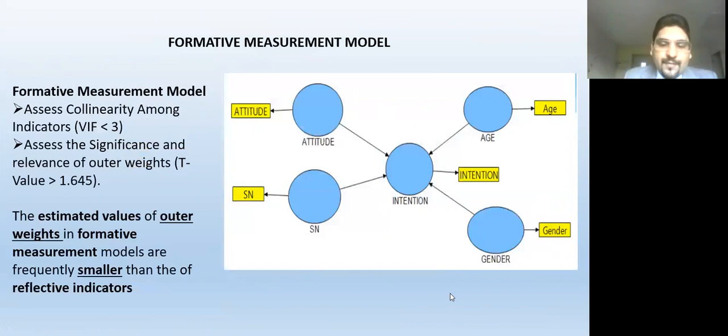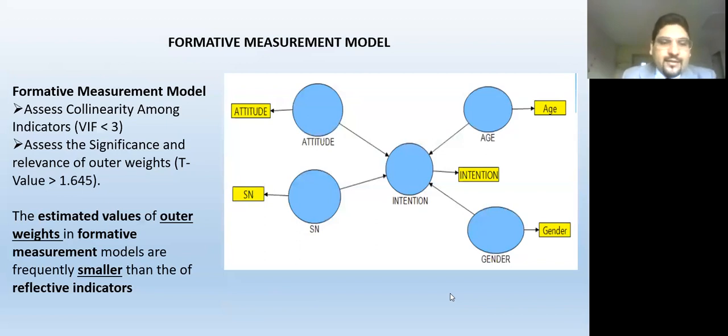Some researchers accept 5. Some researchers believe that even less than 10 also is acceptable. But if we want to be a little bit conservative, we can strongly recommend that VIF for formative measurement should be less than 3.